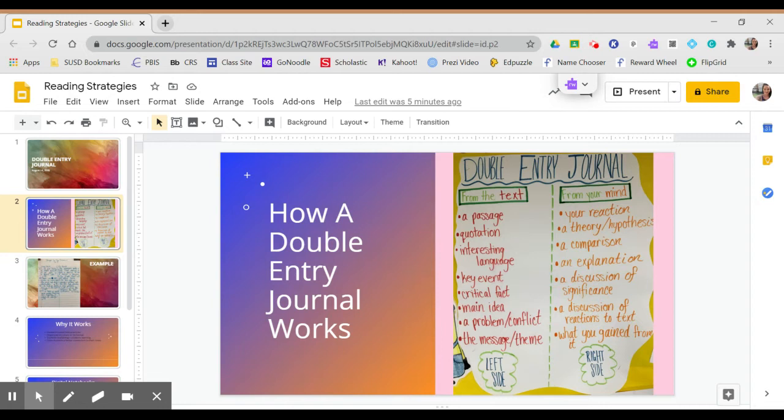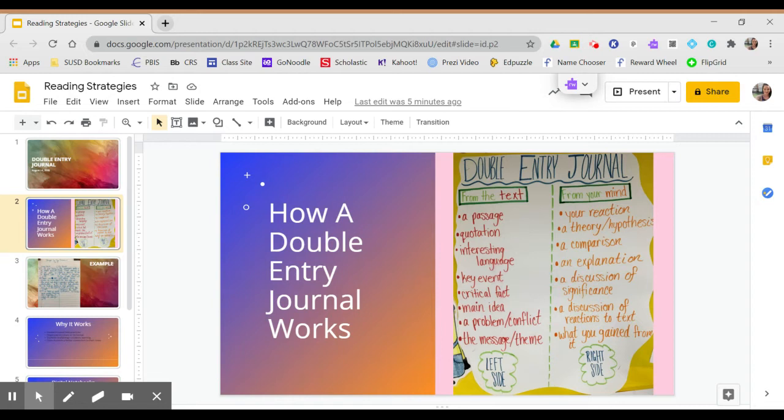We can put the main idea, making sure we have the importance of the article or passage or book that we're reading. A problem conflict scenario, especially for those types of texts that have a problem solution to them. And we can also put the message or theme of a story from the text on the left-hand side.